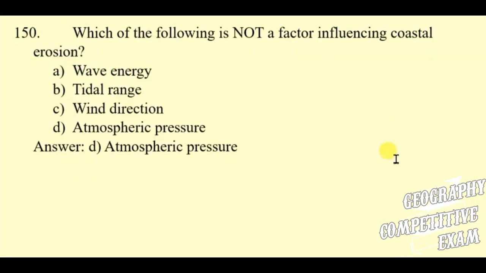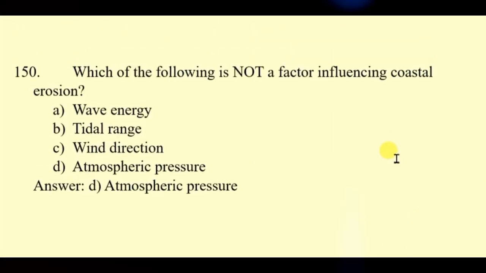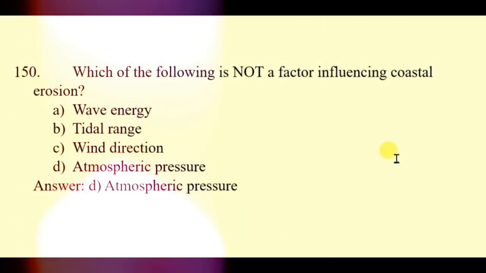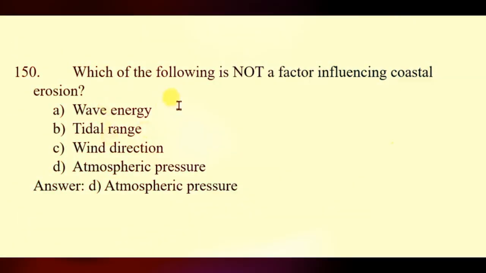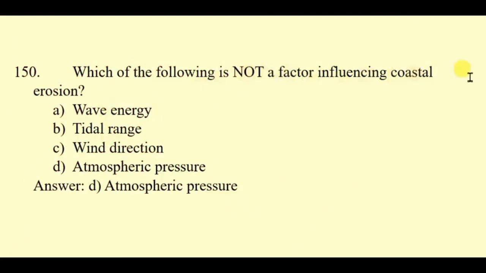Question 150, or the last question of this video, or third video of coastal geography MCQs. Which of the following is not a factor influencing coastal erosion? Wave energy, tidal range, wind direction, atmospheric pressure. Here the right answer will be atmospheric pressure.